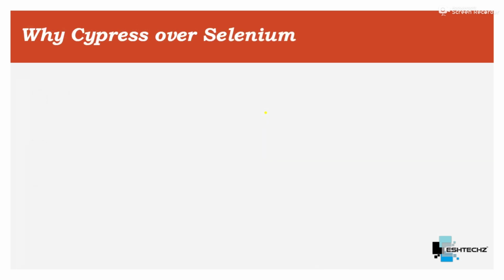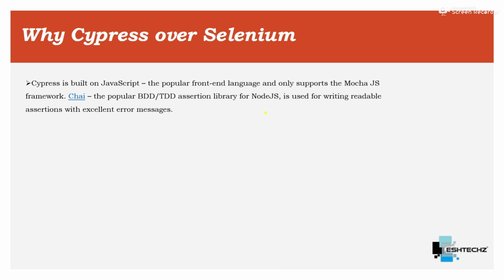Now the main question is Cypress over Selenium. Cypress is built on JavaScript, the popular front-end language, and only supports the Mocha JS framework. We always know that for automation, Selenium has multiple frameworks, whereas in Cypress we use the JavaScript language. So we have the Mocha JS framework for Cypress and Chai.js, the popular BDD and TDD assertion library for Node.js. We already saw it on the official site of Cypress, and it's mentioned there in the documentation. It is used for writing readable assertions with excellent error messages.